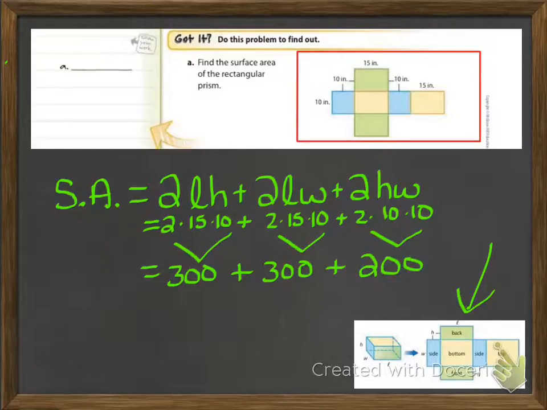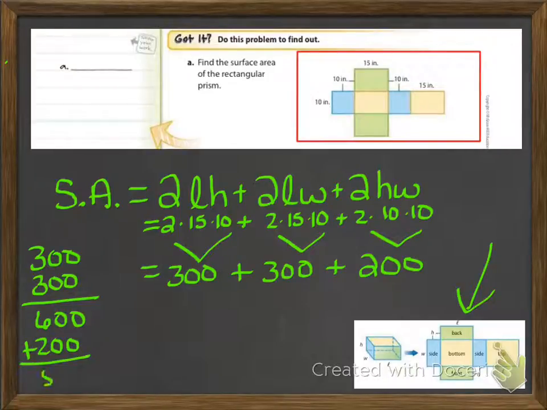So now what we're going to do is go ahead and take all our numbers and add them up. So 300 plus 300. I like to add up 2 numbers at a time. I get 600. Plus my other 200, and this is how I get a total of 800. So the surface area of this figure is going to be 800 square inches.